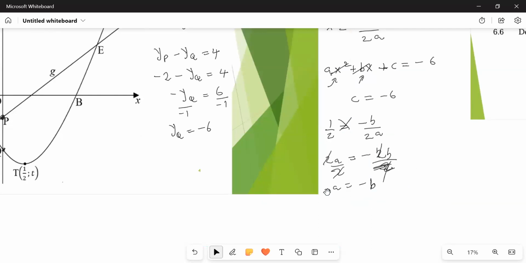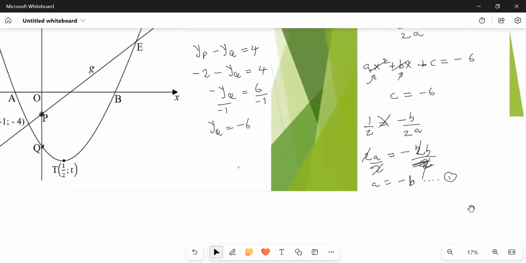So that's why I said that a is equal to minus b. Do you get this part? I can say this is my first equation.